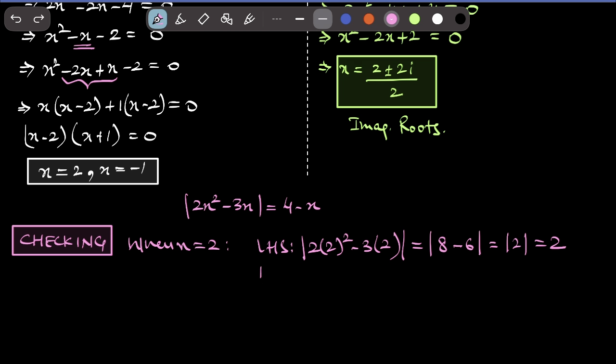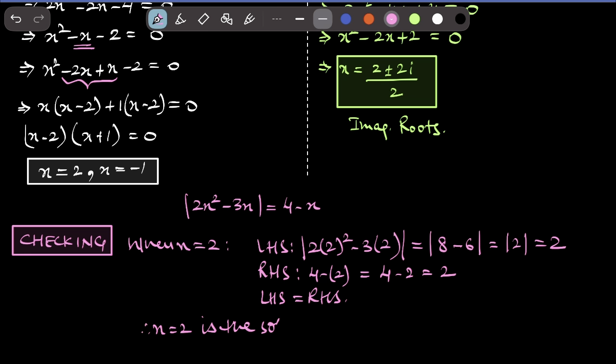Okay, next let's talk about RHS. RHS is 4 minus x, and I will substitute x equals 2. So I will say that x is 2. Okay, so let's solve this. I will get 4 minus 2, that is 2. So we can say LHS and RHS are equal to each other. That means x equals 2 is the solution.